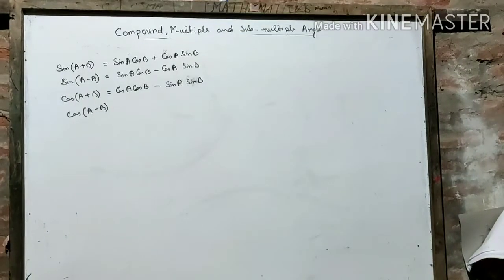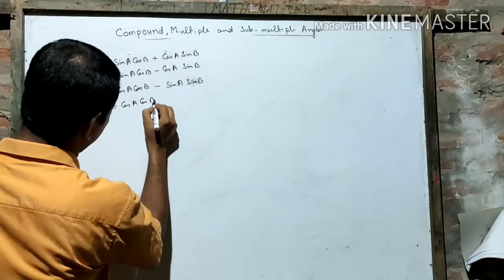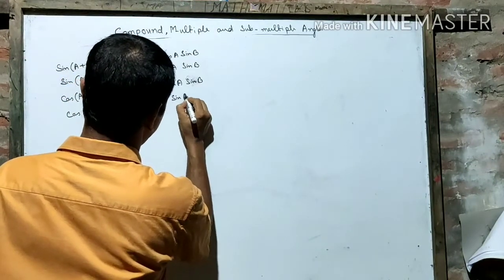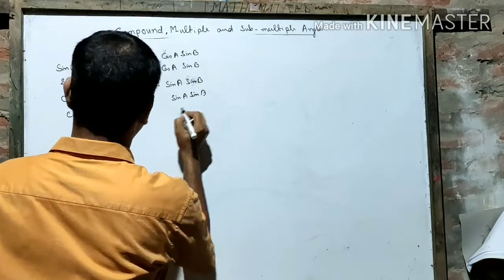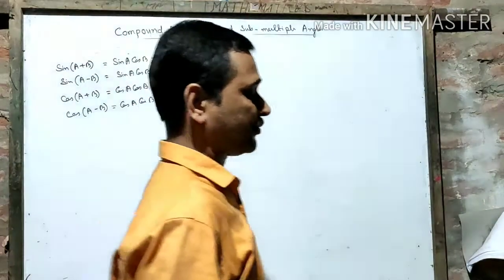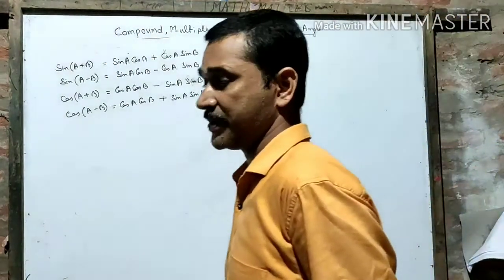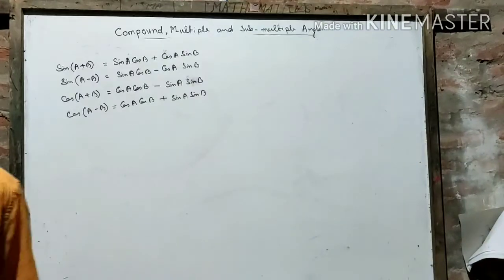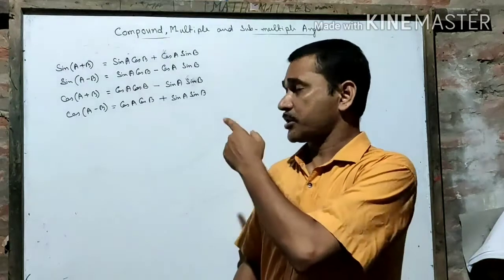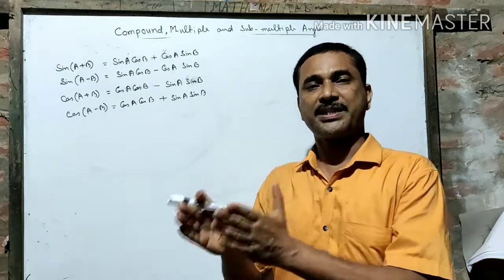Now, when I give A minus B to cos, what will he do? He will keep both A and B for himself. Then, being ashamed, he gives both A and B to sine. And for minus, he gives plus. So these are the formulae: sine A plus B, sine A minus B, cos A plus B, cos A minus B. Sine A plus B is sine A cos B plus cos A sine B. Sine A minus B is sine A cos B minus cos A sine B. Cos A plus B is cos A cos B minus sine A sine B. Cos A minus B is cos A cos B plus sine A sine B.